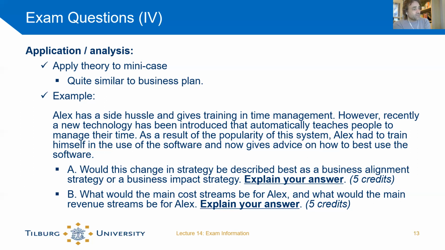So B, what would be the main cost streams for Alex, and what would be the main revenue streams for Alex? Explain your answer. And then we'll be thinking about, okay, how would Alex make money? What would cost him money? So for example, I probably would be paid by people who take my training. Probably I would need training in a new software myself, and I would need to subscribe to the new software. So those would be cost streams, etc.